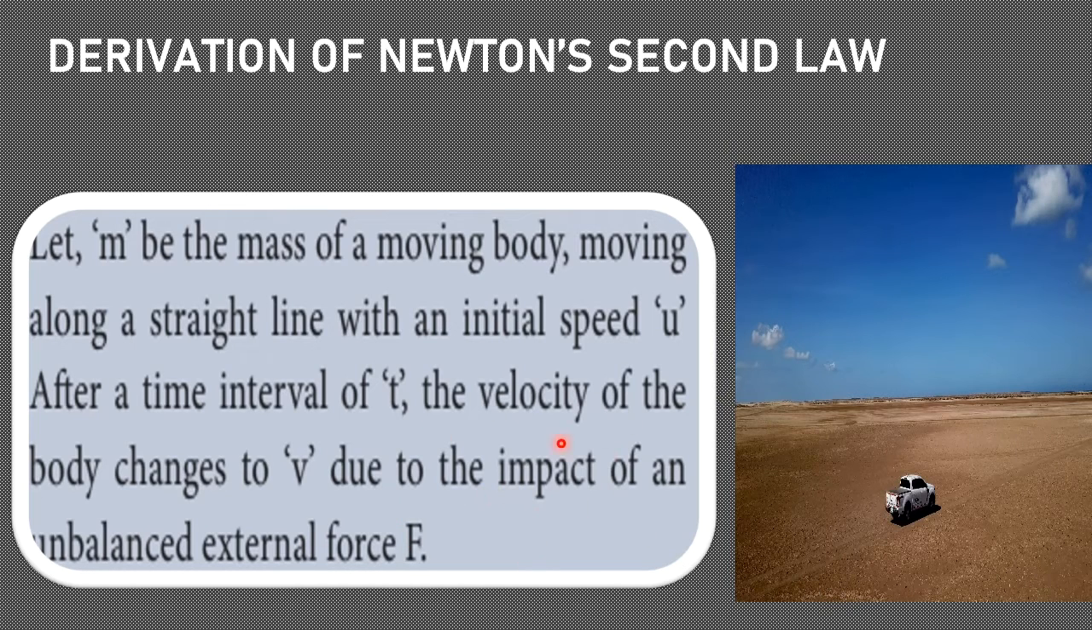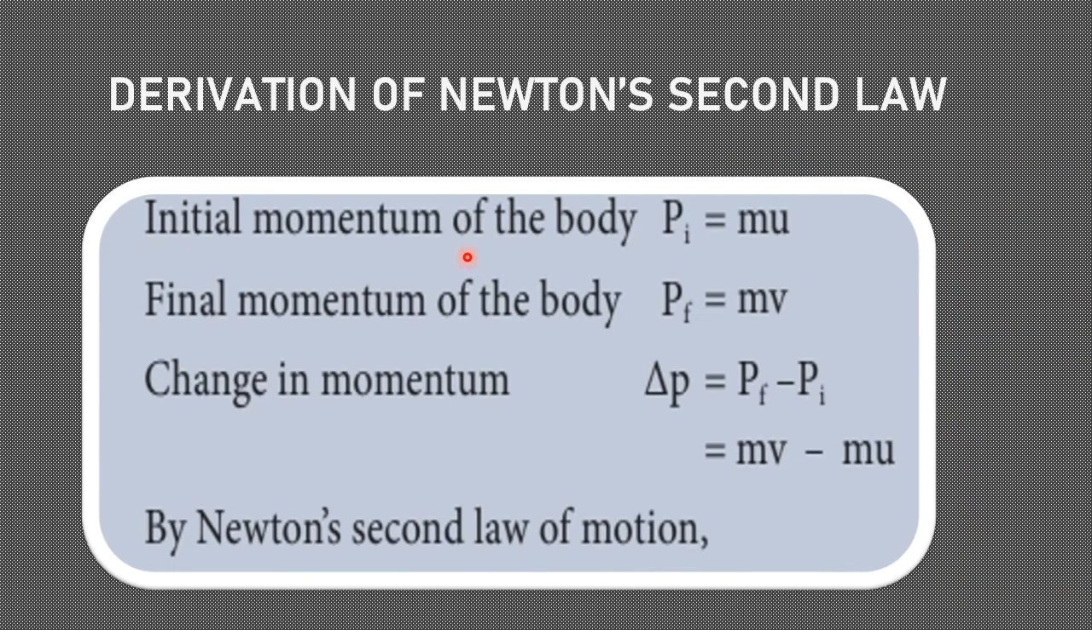We all know what the impact is. Impact is nothing but the linear momentum. So with this source, we are going to derive the mathematical derivation. Initial momentum of the body. We all know that linear momentum is P equal to mv, that is mass into velocity, as we all know.